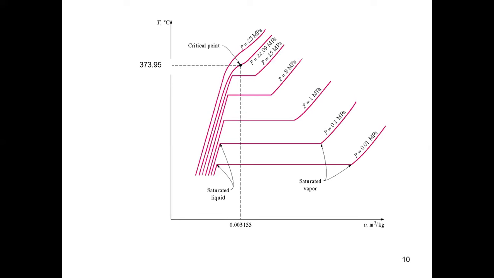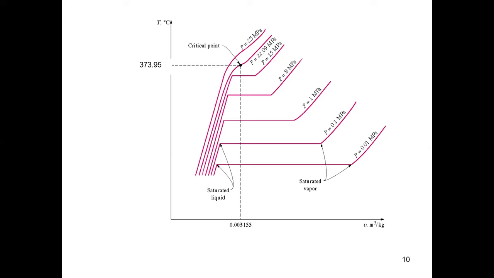Notice that each of these lines has a different pressure. We initially start at the bottom line at 0.01 megapascal, capital M means megapascal, 10 to the power of 6. So the first one is 0.01 megapascal. One above it is 0.1. The next one above is 1. The fourth line is 8 megapascal. The fifth line is 15 megapascal. The sixth line is 22.09 megapascal. And the last line pressure is 25 megapascal.